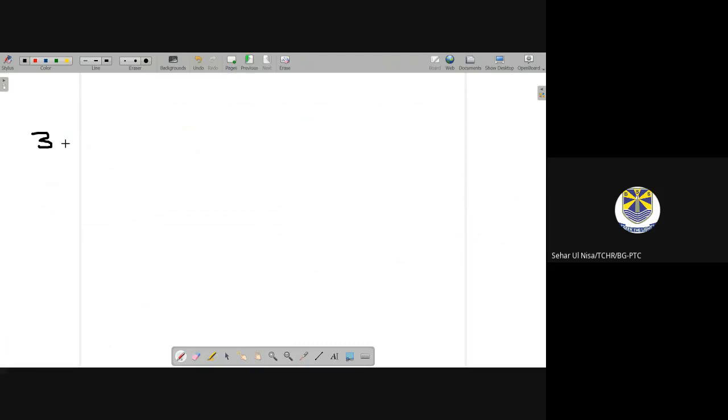3 1/4 and 4 1/5. This was the question. We have to convert these mixed fractions into improper fractions. So 3 fours are 12 and 1 is 13. So I am writing 13 over 4, and plus 4 fives are 20 and 1 is 21 over 5.